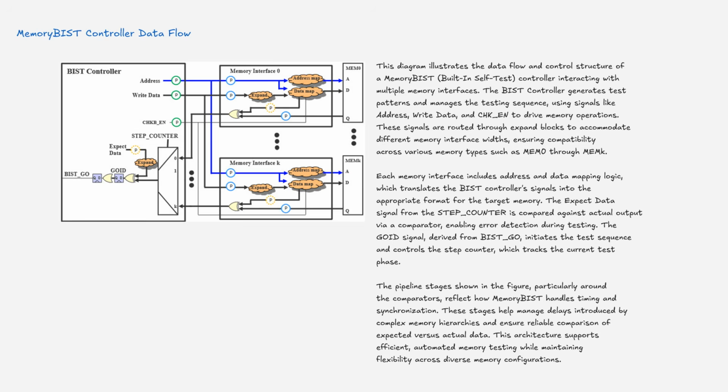The pipeline stages shown in the figure, particularly around the comparators, reflect how MemoryBIST handles timing and synchronization. These stages help manage delays introduced by complex memory hierarchies and ensure reliable comparison of expected versus actual data. This architecture supports efficient, automated memory testing while maintaining flexibility across diverse memory configurations.